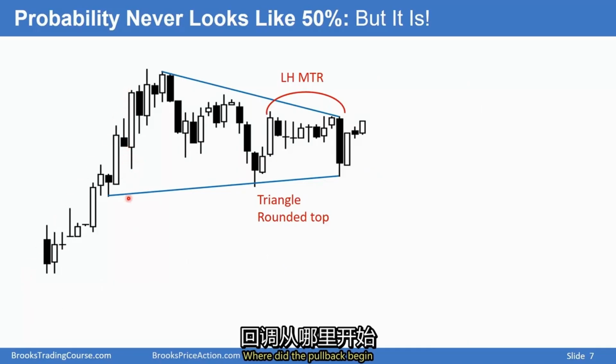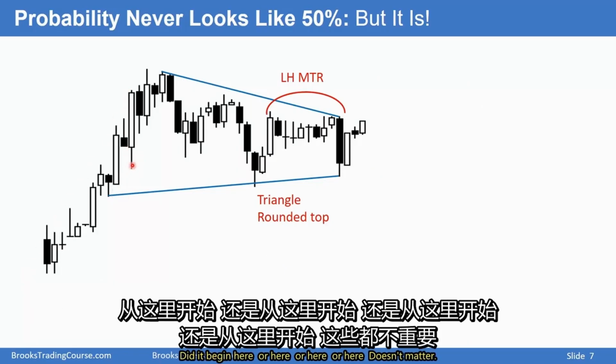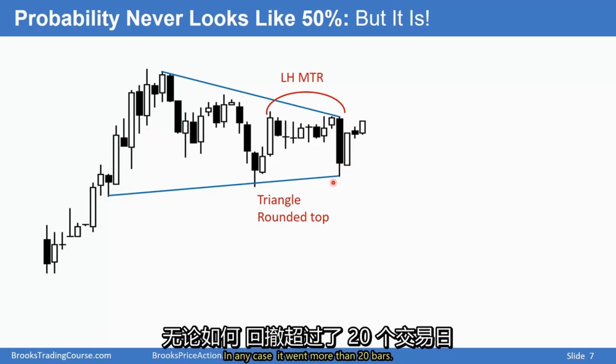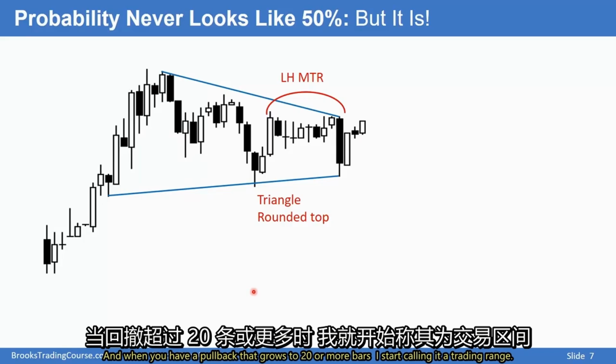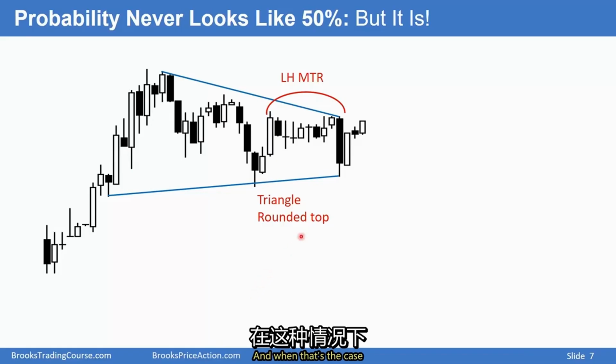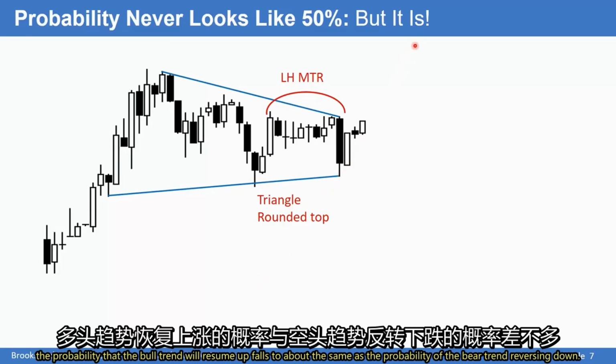Bull trend. Where did the pullback begin? Did it begin here or here or here or here? Doesn't matter. In any case, it went more than 20 bars. And when you have a pullback that grows to 20 or more bars, I start calling it a trading range. And when that's the case, the probability that the bull trend will resume up falls to about the same as the probability of the bear trend reversing down.